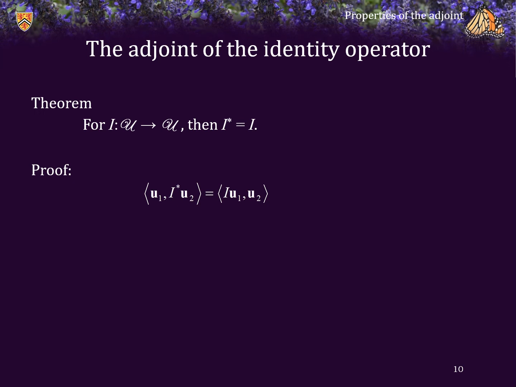However, I times U1, or I applied to U1, is simply U1. Not only that, U2 is equal to the identity map applied to it. Consequently, we note that if the first equals the last for all vectors U1 and U2 in the vector space U, we must conclude that the adjoint of the identity operator is itself.